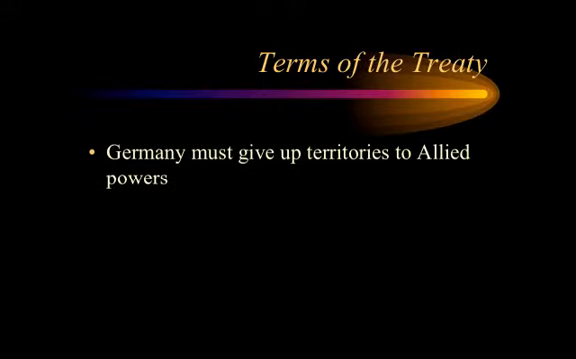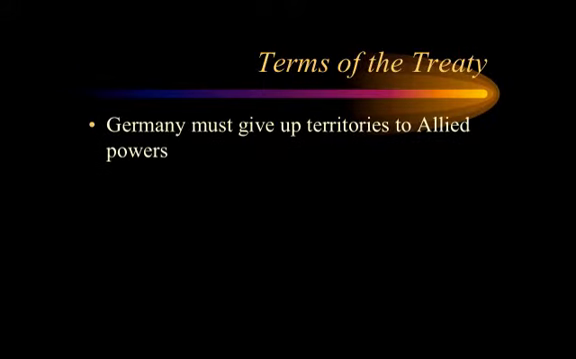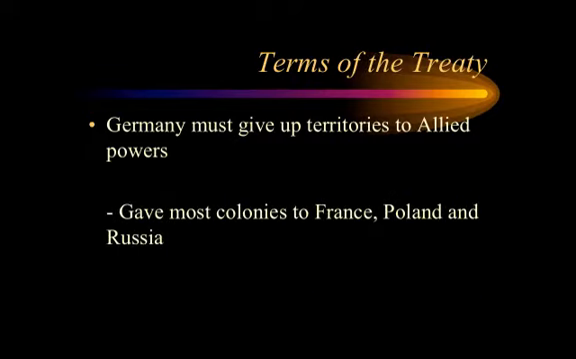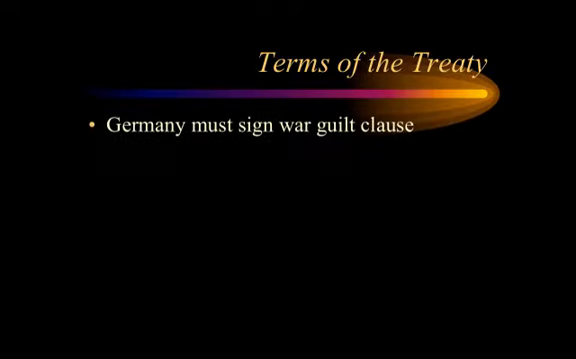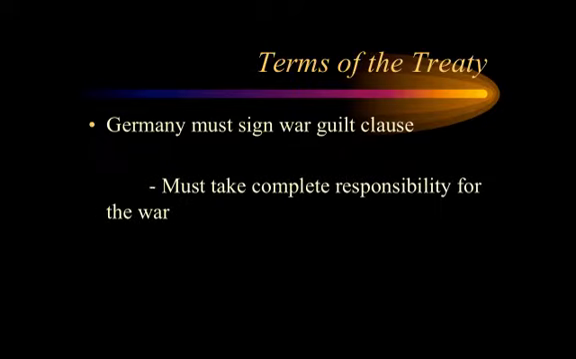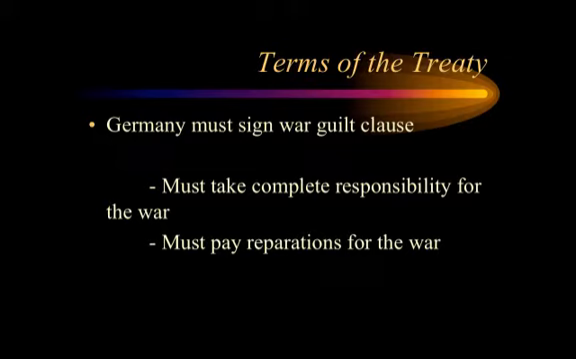The second term of the treaty was that Germany must give up its territories to the Allied powers. This means that most of their colonies will go to France, Poland, and Russia. Germany must also sign a war guilt clause. This means that they must take complete responsibility for the war, and they must pay reparations for the war. In other words, they had to pay the United States, Great Britain, and France money back for actually causing a war in Europe.